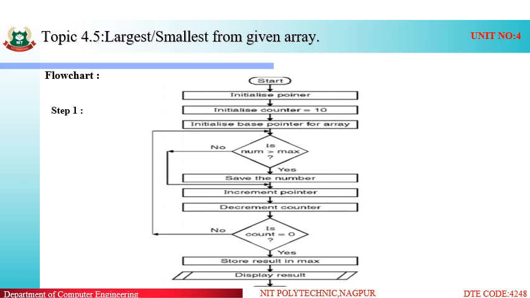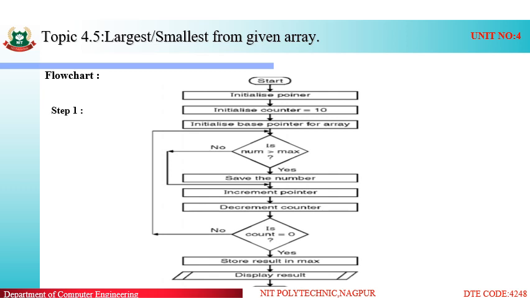Now we have to check whether the counter has become 0. Counter has become 0 means all the elements have been iterated, all the elements have been checked. If the counter is not equal to 0, then we have to follow the same procedure which we did for the first element. That is, we have to check whether the number is greater than the max.